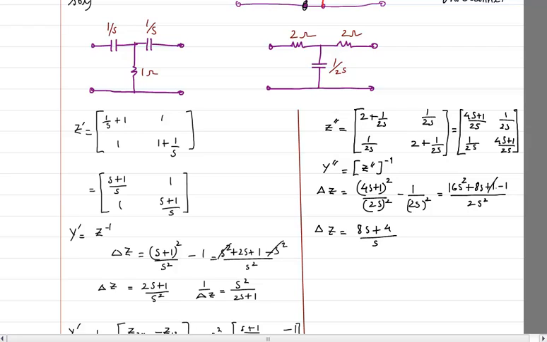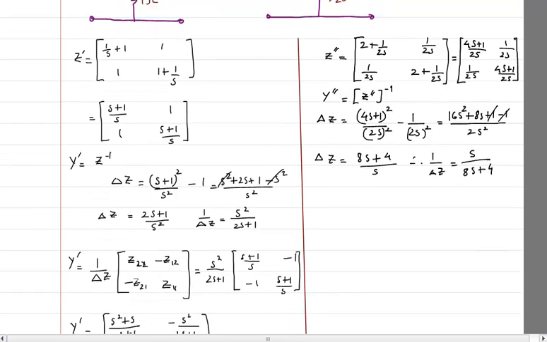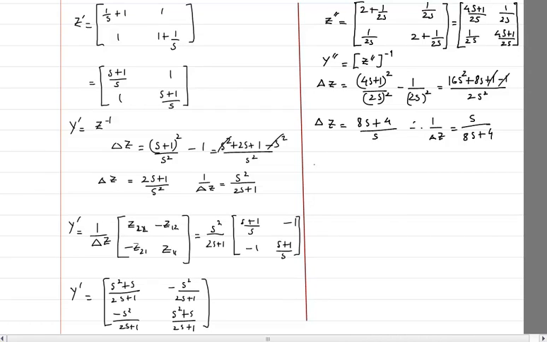Okay, why? Because one of the s will cancel off, and with 2 I will get 8 and 4. Therefore 1 by delta z will be equal to s divided by 8s plus 4, and this is what I am going to multiply to get my y double dash.